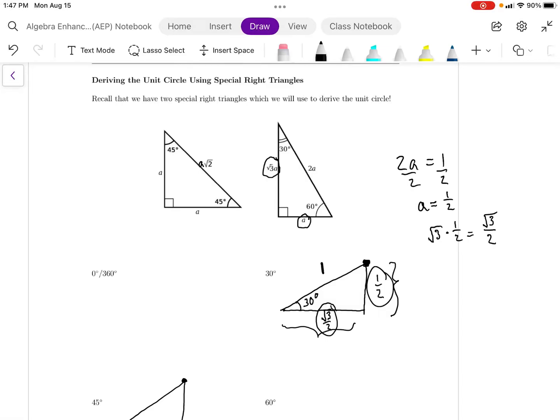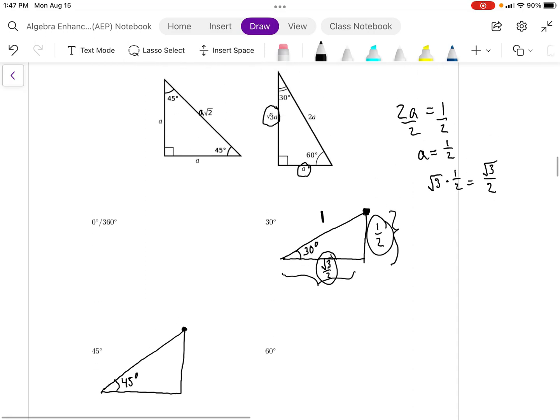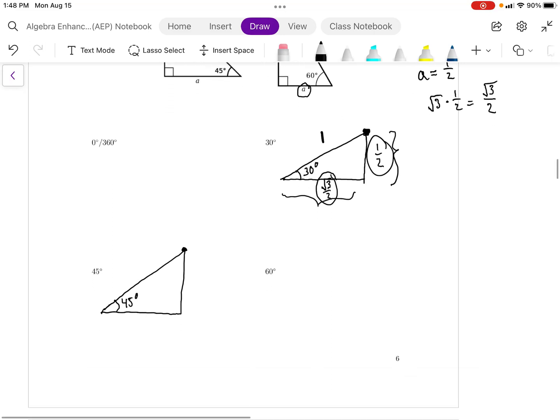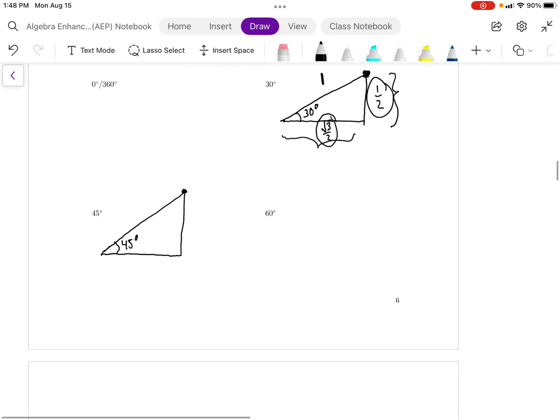Okay, we're back with the 45, 45, 90. I had to double check something. I was missing something in this picture here, that the hypotenuse should be a times the square root of 2. Okay, so we have our 45-degree angles here. So we want to use our 45, 45, 90 formula to help us figure out what the lengths of these sides should be. That will give us the point where this angle intersects the unit circle.